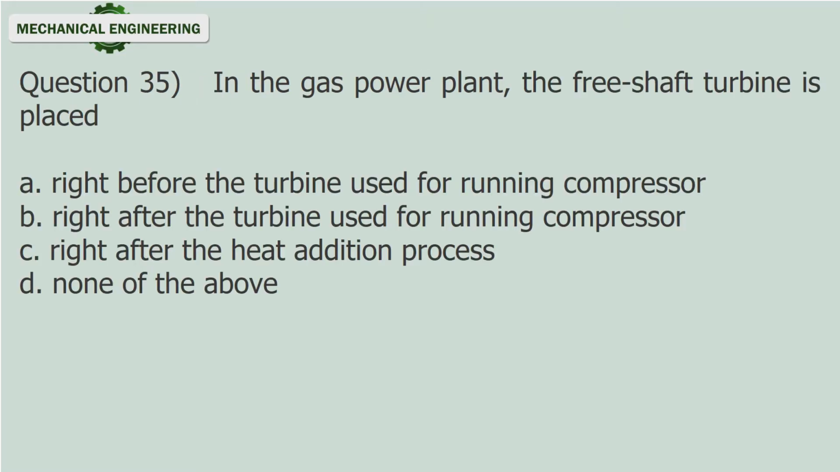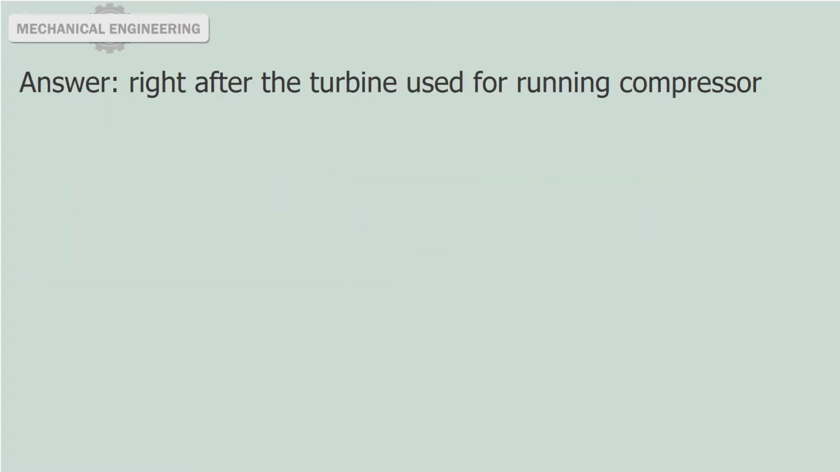Question 35. In the gas power plant, the free shaft turbine is placed. A. Right before the turbine used for running compressor. B. Right after the turbine used for running compressor. C. Right after the heat addition process. D. None of the above. Answer: right after the turbine used for running compressor.